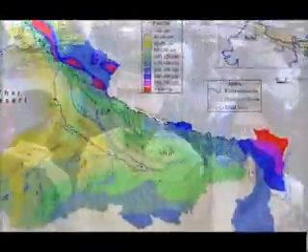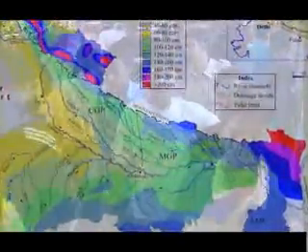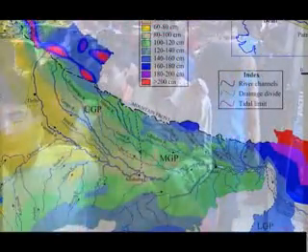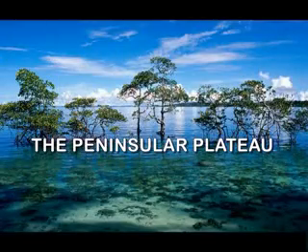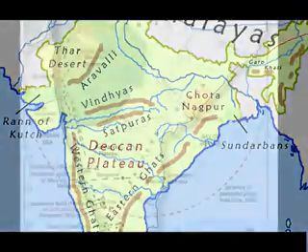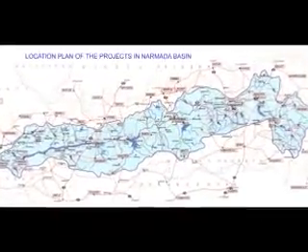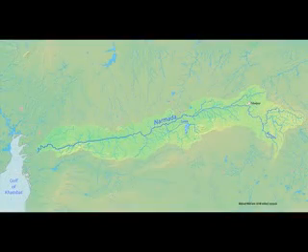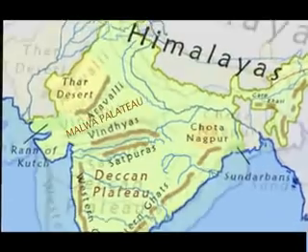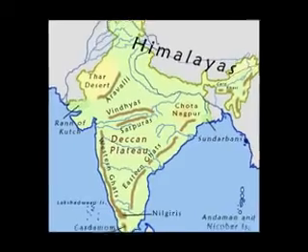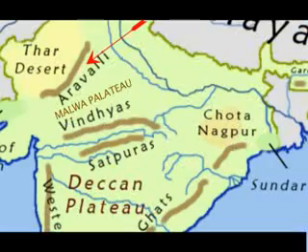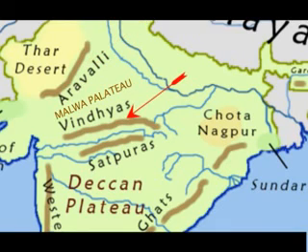So, about 40% of the total population of India lives here and it is called the Heart of India. The Peninsular Plateau. It is the largest of India's physical divisions. The Narmada Rift Valley divides the Peninsular Plateau into two parts. They are the Malwa Plateau and the Deccan Plateau. The Malwa Plateau is bounded by the Aravali Hills in the northwest and the Vindhya Mountains in the south.